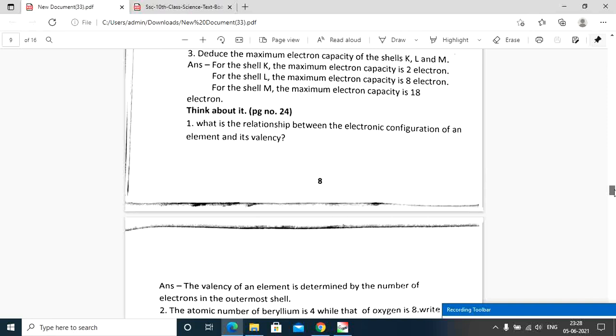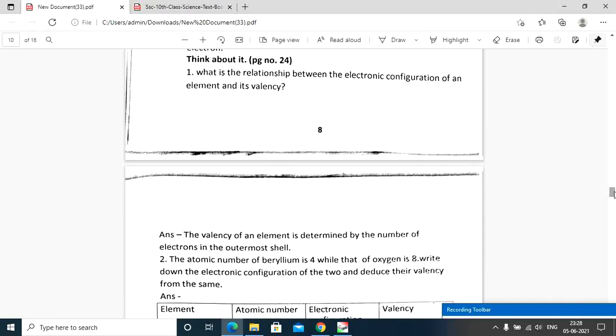What is the relationship between electronic configuration of an element and its valency? You know the valency of an element is determined by the number of valence electrons present in its outermost shell. So this electronic configuration will let us know how many electrons are there in its outermost shell. By looking at the number of electrons in its outermost shell, we can determine what the valency is.